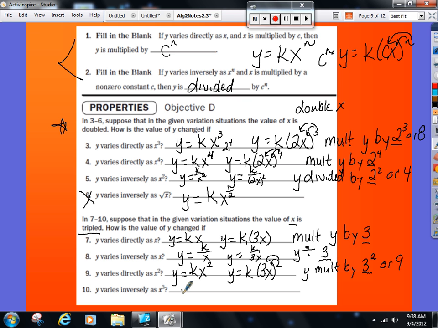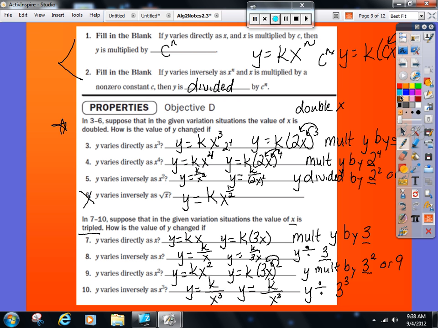Okay? Y varies inversely as x to the third. Y equals k over x to the third. If I triple x, y equals k over x to the third. This is inverse, so if this one gets bigger, y needs to get smaller, so y would be divided by 3 to the third in this case. I hope this is making sense to you. Like I say, usually the more practice we do, the better we get, so we're going to look at more practice still. Here we go.